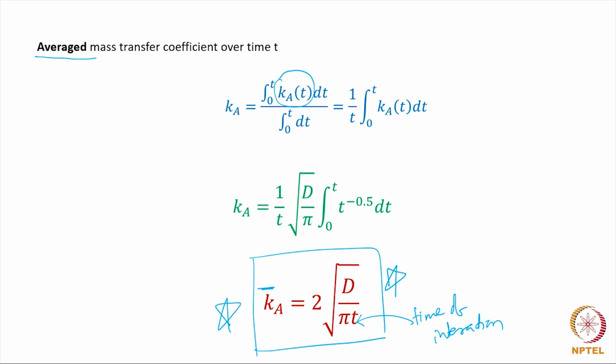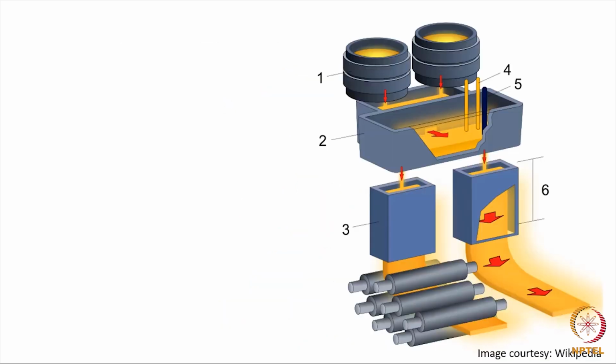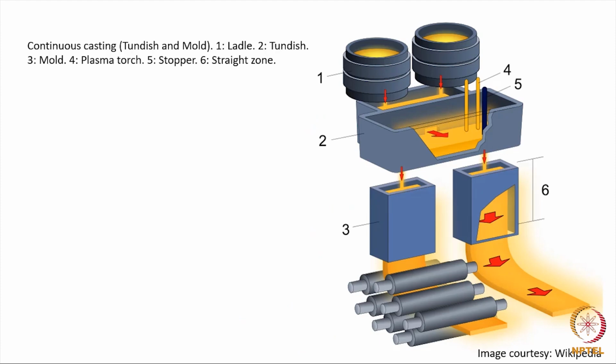Now the application of this kind of relationship is also there even in situations where it is not intermittent but actually a steady state flow. So here what we are seeing is a continuous casting setup where liquid metal is getting poured. There are several locations where the liquid metal is getting poured. Here is one place it's getting poured, here is one more place where it is getting poured.